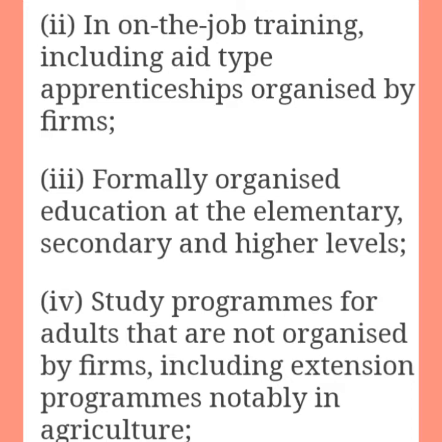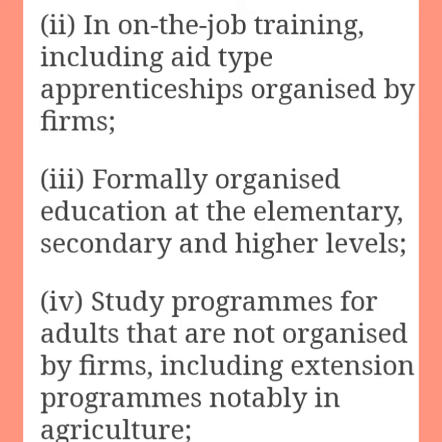And the next one, we have to give on-the-job training, including old-type apprenticeship organized by firms. So this second point is related to on-the-job training, that is, a probation period will be there for every job. So that training will be given to workers which can enhance their efficiency in performance. So that is including old-type apprenticeships organized by the firms.